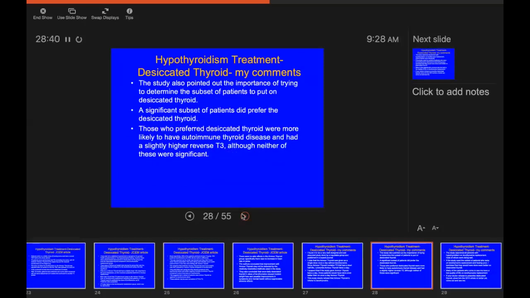And I think the study also pointed out the importance of trying to detect a subset of patients to put on desiccated thyroid. Not everybody needs to be on it, but there are certain people that do. It's important to try to figure out who the ones are that should be on it. The paper found that those who preferred the desiccated thyroid were more likely to have autoimmune thyroid disease, Hashimoto's, and had a slightly higher reverse T3, although they weren't significant. So those might be clues: somebody with Hashimoto's, somebody with high reverse T3 might do better on desiccated thyroid.